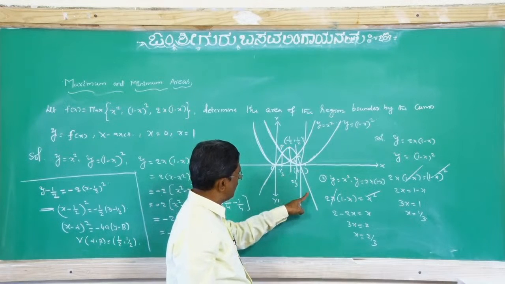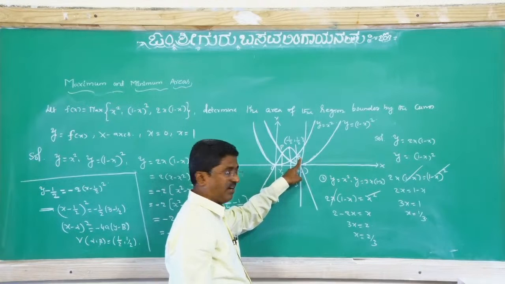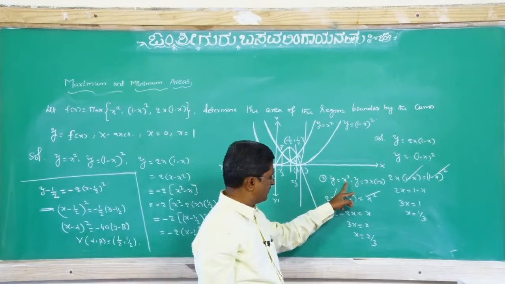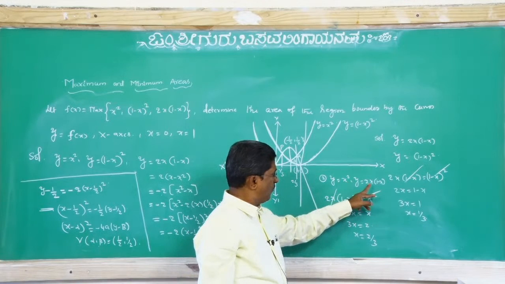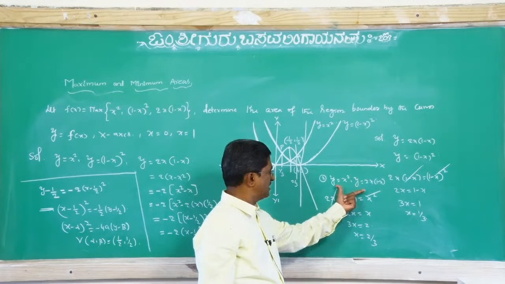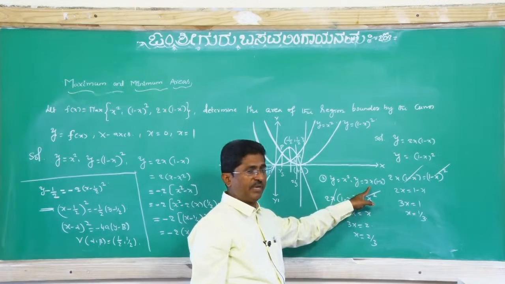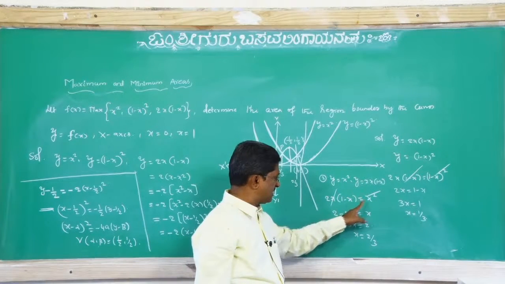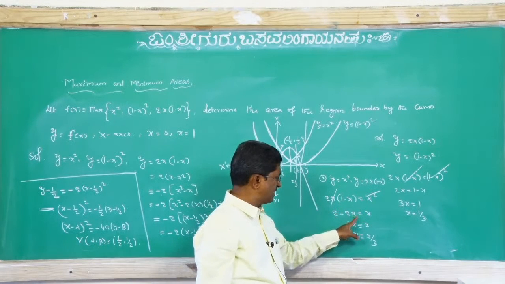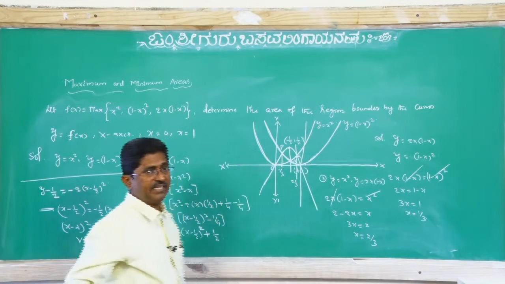Next, this downward parabola and y equals x squared intersect at the point R. We need the R coordinates also. Solving the curves y equals x squared and y equals 2x into 1 minus x: x squared equals 2x into 1 minus x. x gets cancelled, 2 multiplied, 2 minus 2x equals x, 3x equals 2, x equals 2 by 3, right?